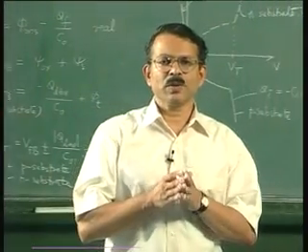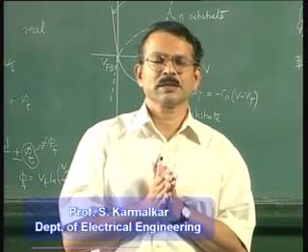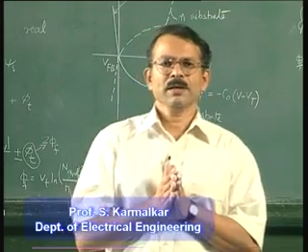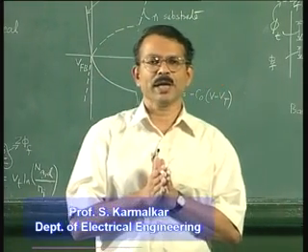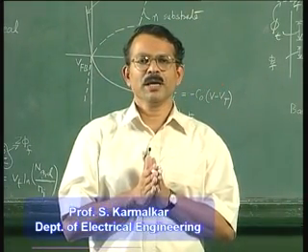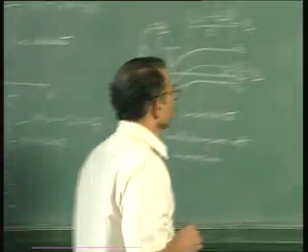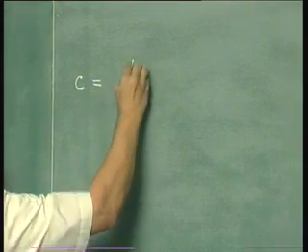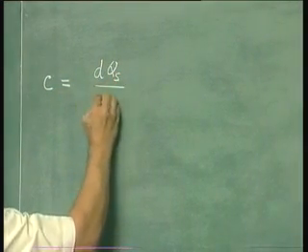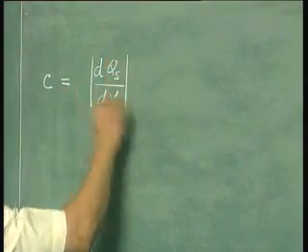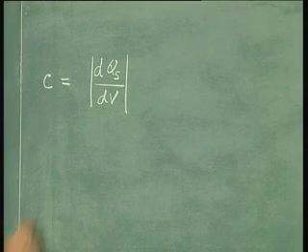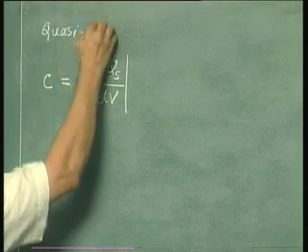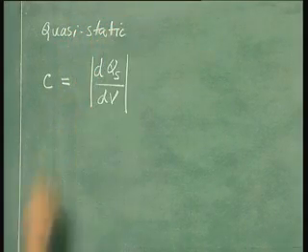Now we are ready to discuss the capacitance voltage characteristics based on the QV characteristics. A simple way of deriving the capacitance voltage from the charge voltage is as follows. We can write the capacitance as the modulus of dQs by dV. So this is the so called quasi-static definition of small signal capacitance.